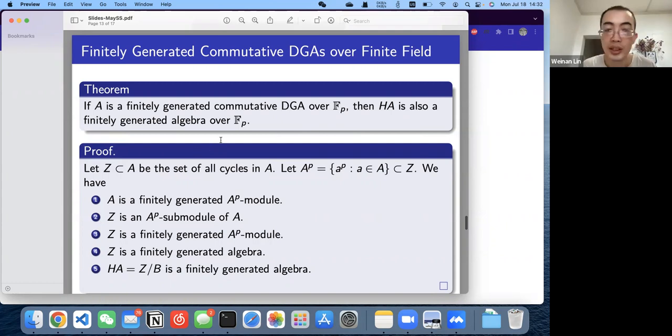Okay, now let me give you a proof of this theorem. It's a little bit strange that I cannot find this theorem in any publication, but I believe some people know it. Okay.